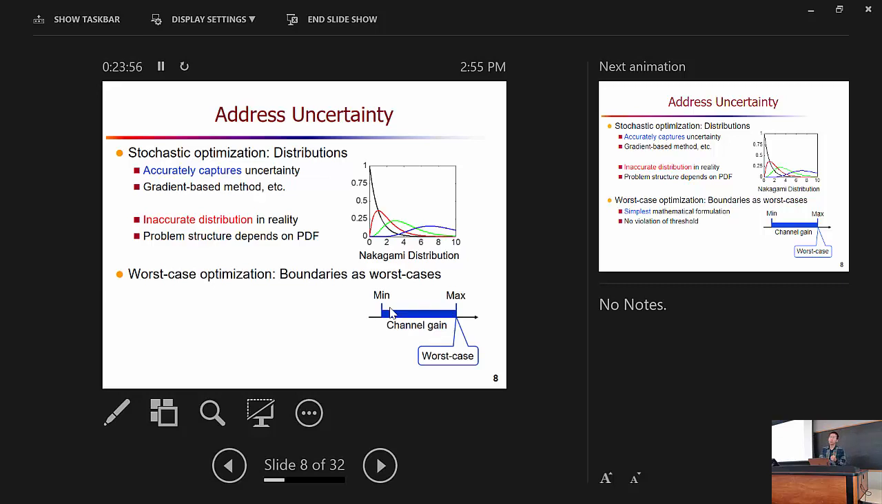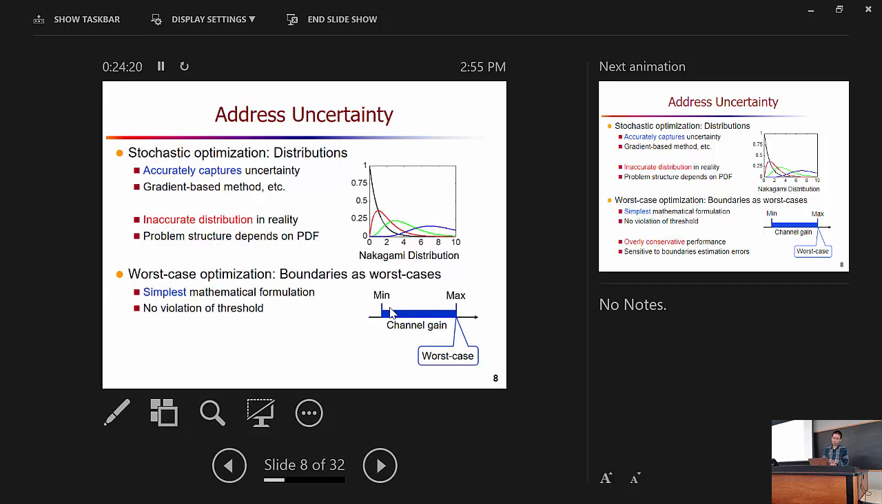Another way that people have proposed is called worst case optimization, or some people call it robust optimization, based on boundaries. Let's say I know the channel gain is uncertain, but I know the maximum channel gain. This is the worst case. I'm going to focus on the worst case between the interference and the threshold. This will give you the simplest mathematical formulation. Maybe you have a linear problem.